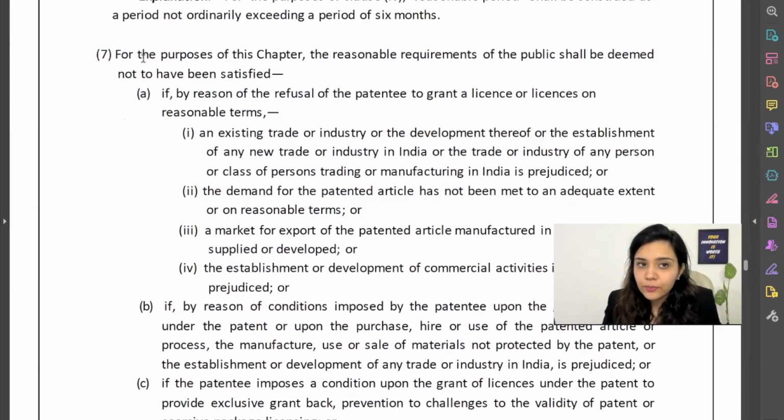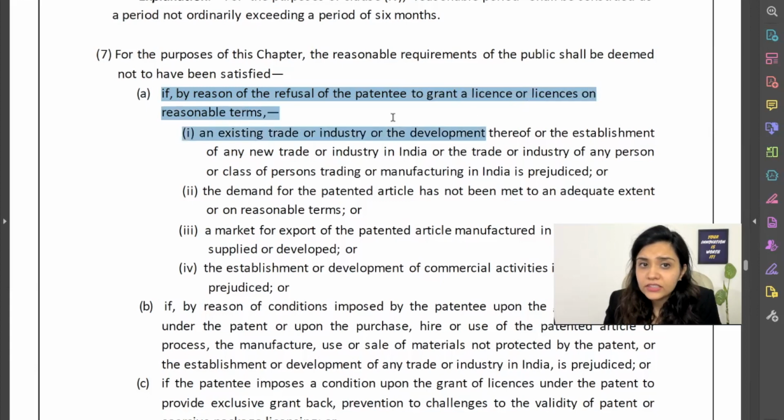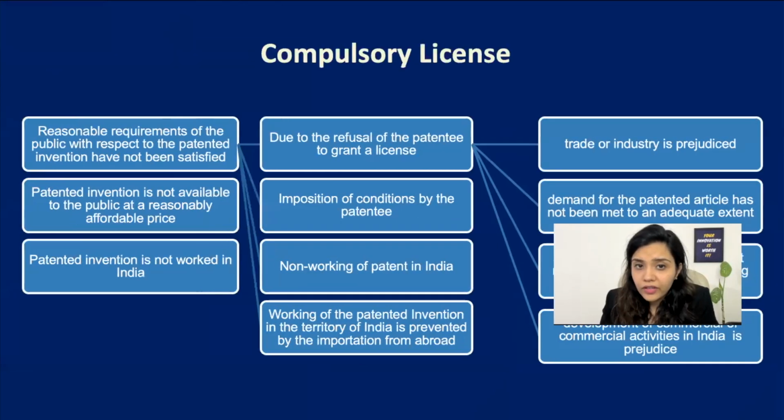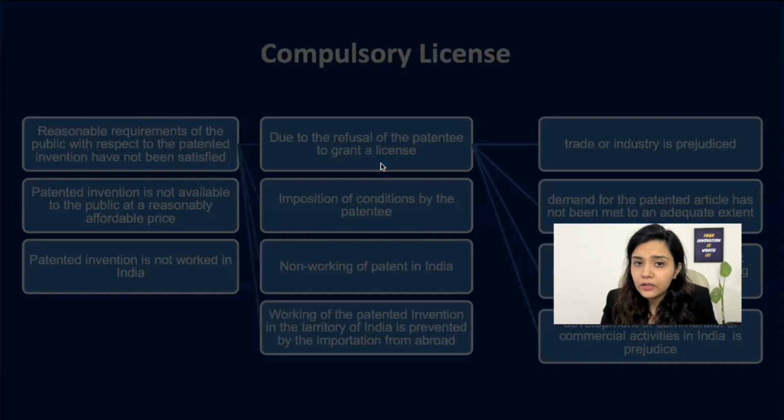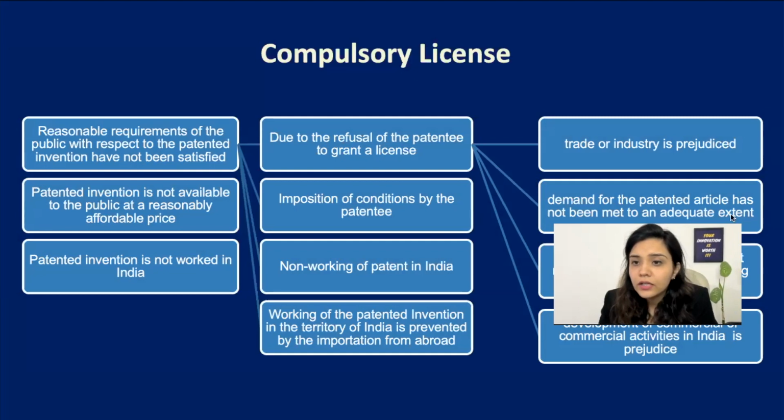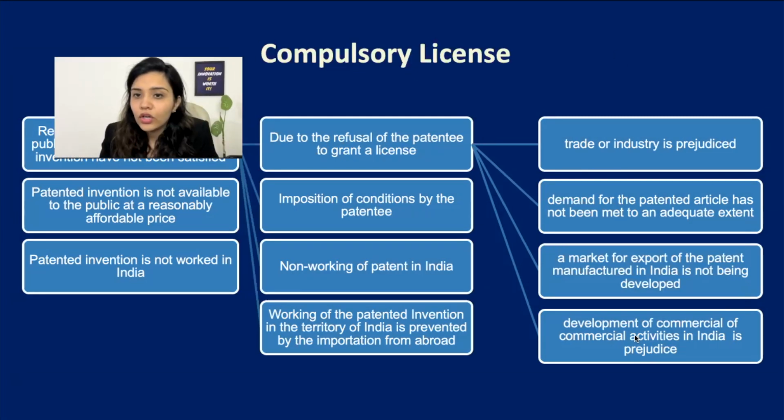So this is subsection 7, and it says, for the purpose of this chapter, the reasonable requirements of public shall be deemed not to have been satisfied by reason of refusal of patentee to grant a license or licenses on reasonable terms. So this says when the reasonable requirements of public will not be met. It would not be met due to refusal of grant of license. These things happen. And what are these things?